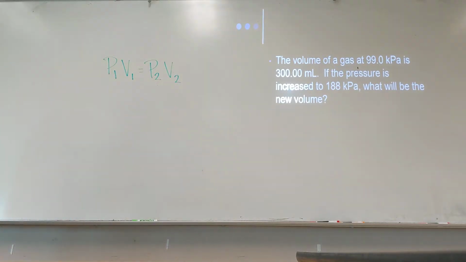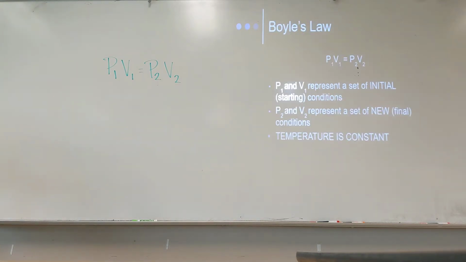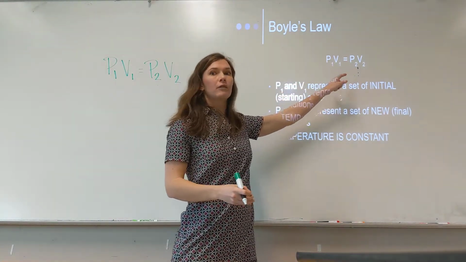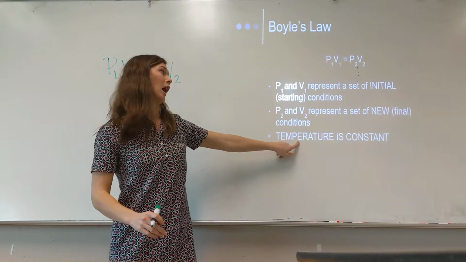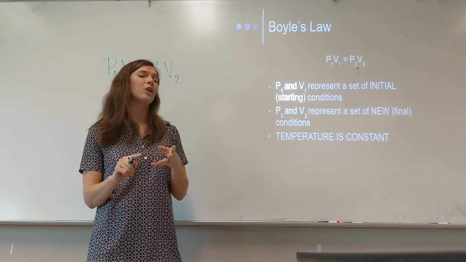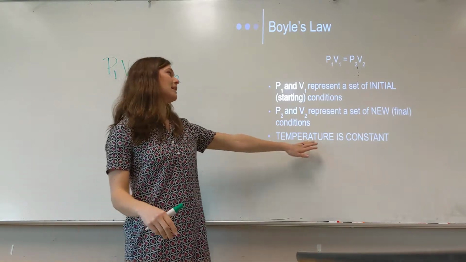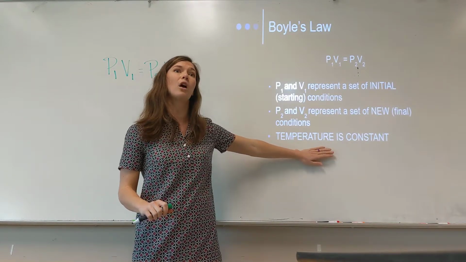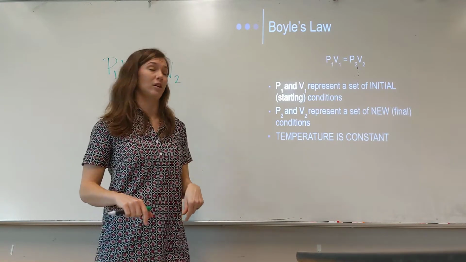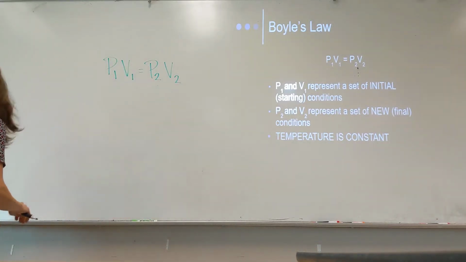A great way to know that this is a Boyle's law problem, I'm going to go back to the last slide, is I am only given pressures and volumes. I was not given a temperature. Okay? If you are either not given a temperature or you are given the same temperature 2 times, that means that temperature is constant. So Boyle's law, temperature is held constant, pressure and volume are what is changing, and they are changing inversely proportional to one another. All right, so back to our problem.